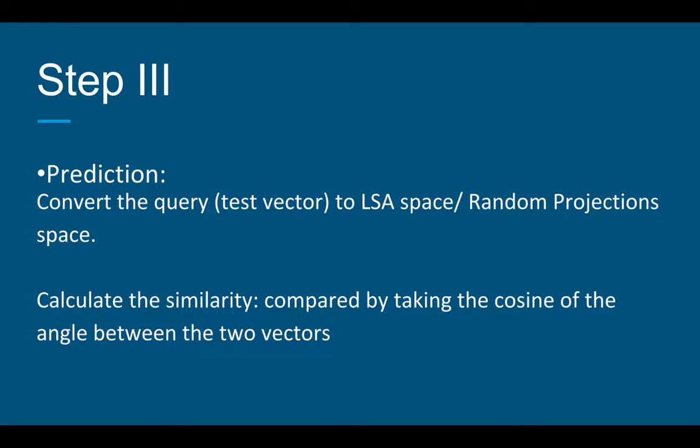Then once we have the model, to predict the proper place for the user, we convert the test vector to LSA space and calculate its similarity by taking the cosine of the angle between the two vectors. After all, we select the place with the highest similarity to recommend to the user.